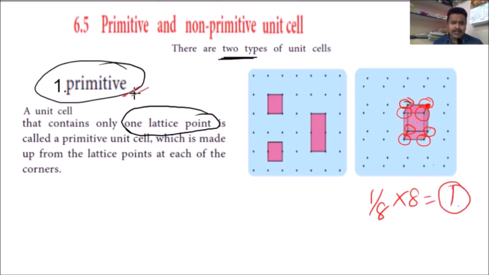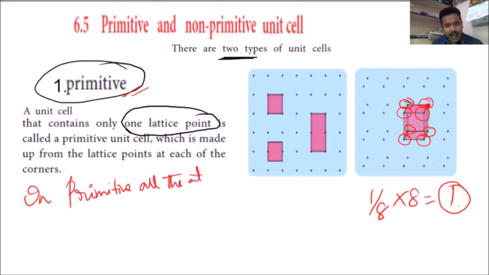And generally what we can say is, in a primitive unit cell, all the atoms are located mainly at the corners.